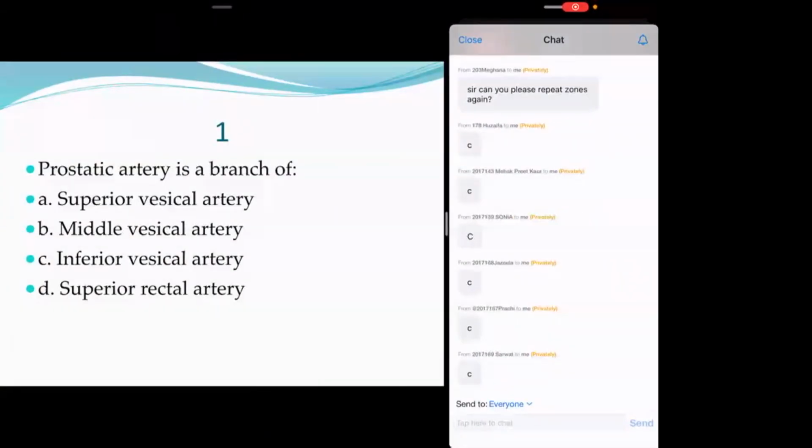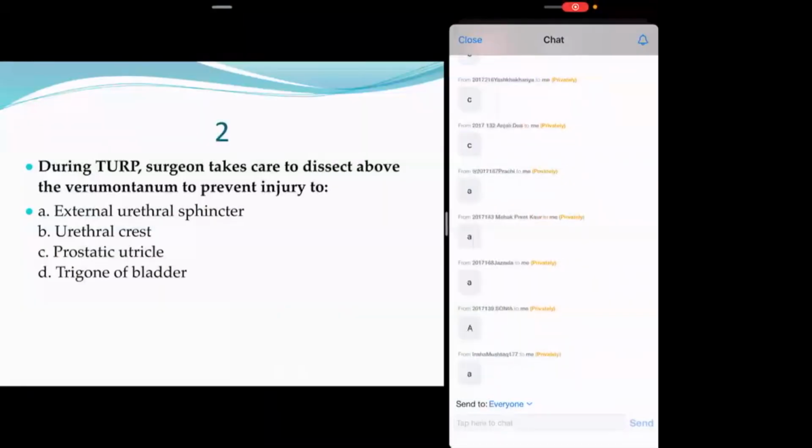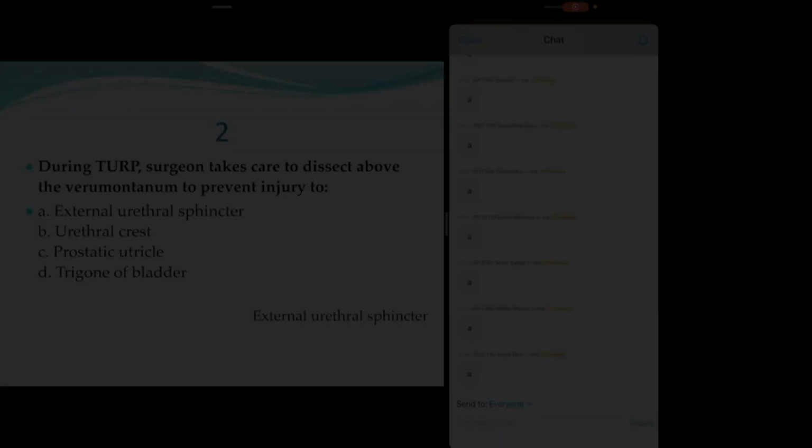The inferior vesical artery is the main artery for the prostate. Yes, the verumontanum is a landmark for the external sphincter. A is the answer, correct.